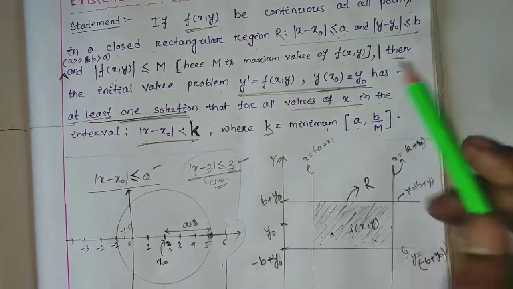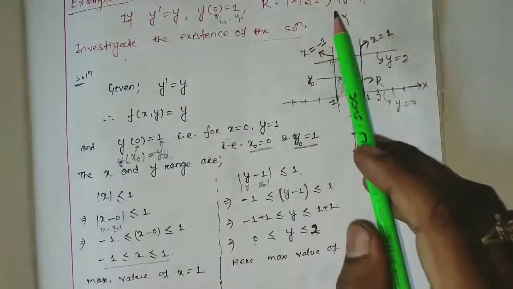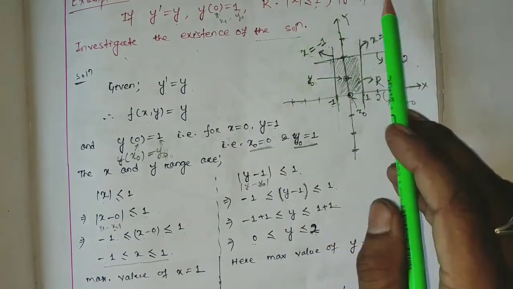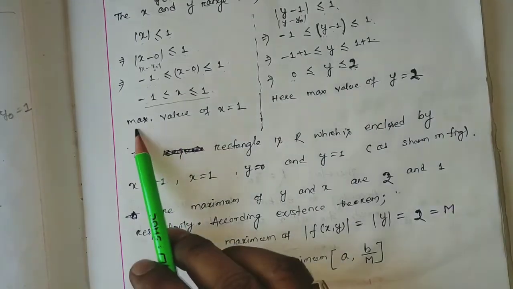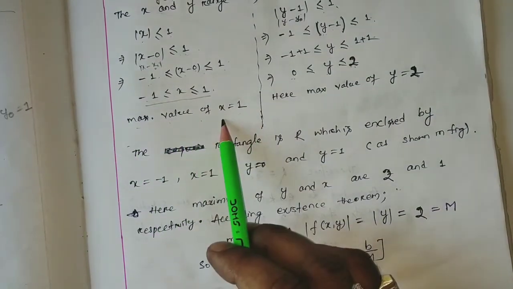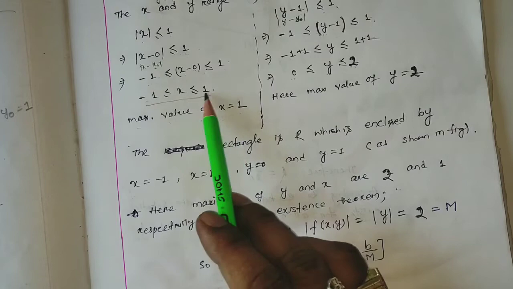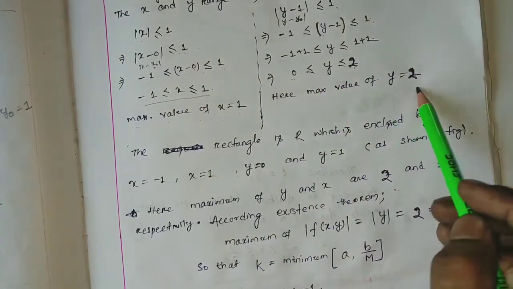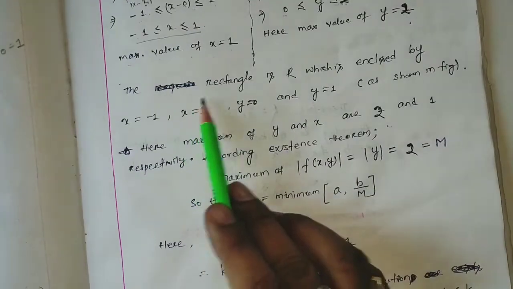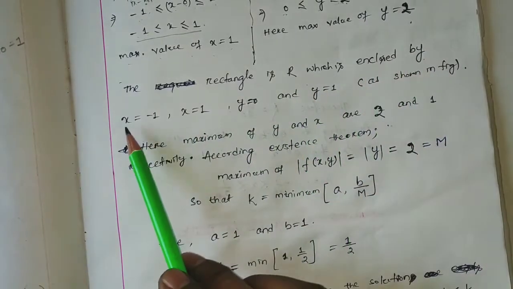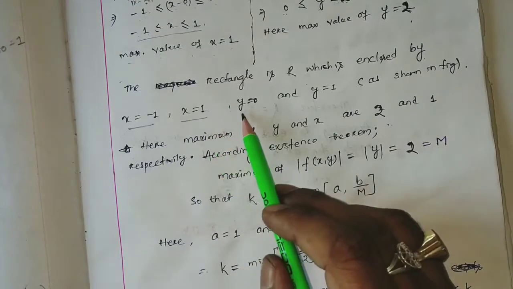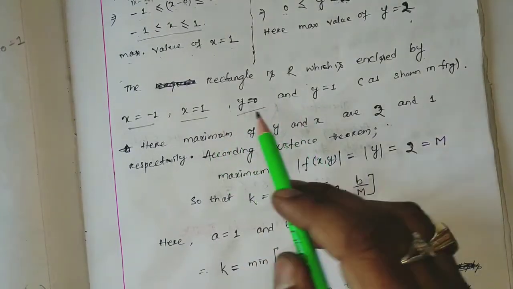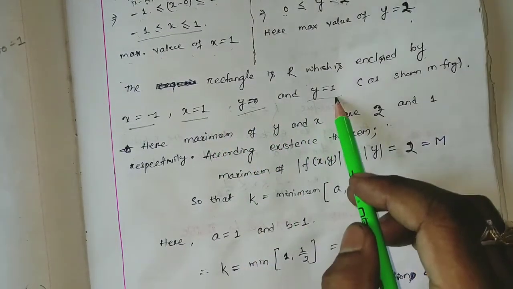And here a and b is this one. This is considered as a and this is considered as b, right? Here I have written clearly: the maximum value of x is how much? Your 1. The maximum value of y is your 2. And the rectangle R is enclosed by the line x equal to -1, the line x equal to 1, the line y equal to 0, and another line.